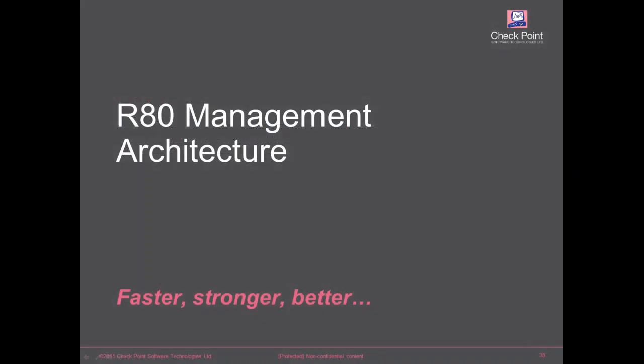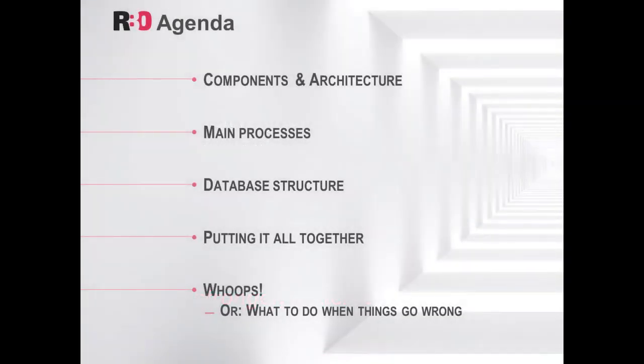In the second part of this lesson, we're going to talk about the architecture around the next generation security management solution based on the R80 version. In this part, we're going to talk about the components, the main processes, the database structure, and then we're going to put everything together inside R80, as well as covering what we can do if things go wrong and how we need to troubleshoot that.